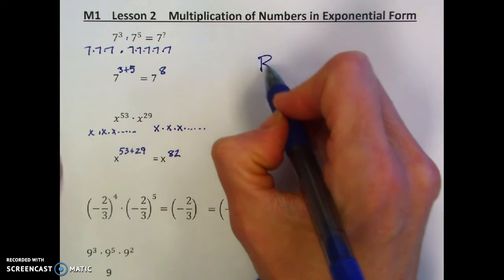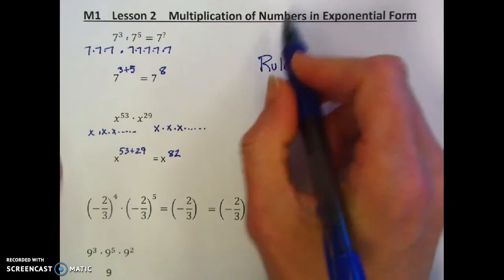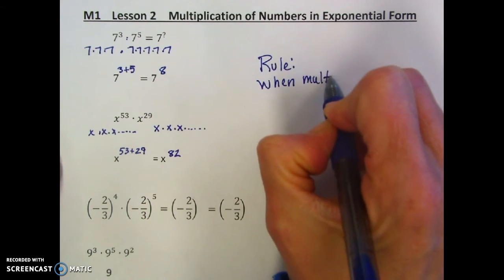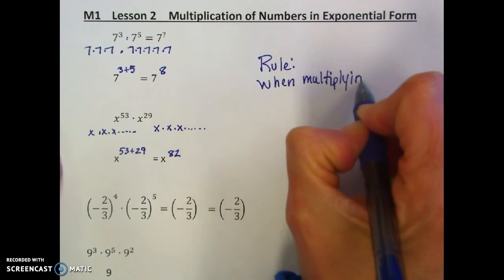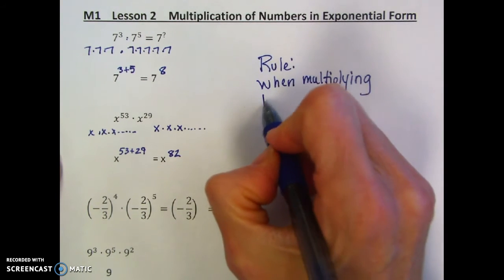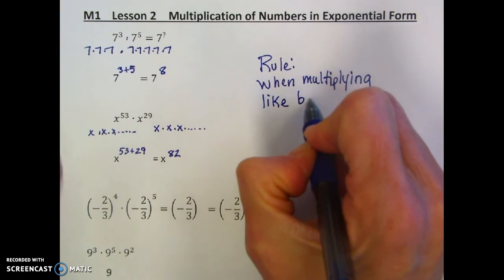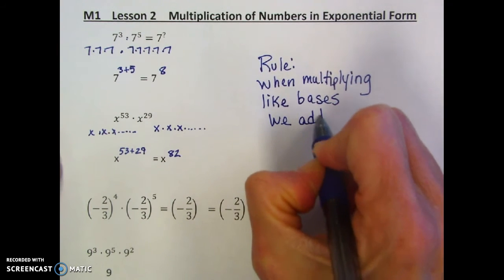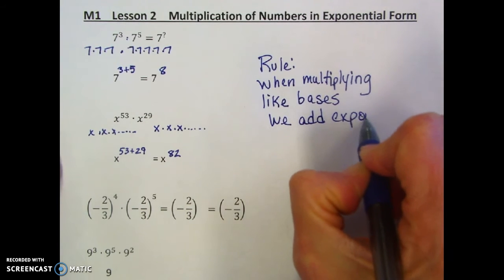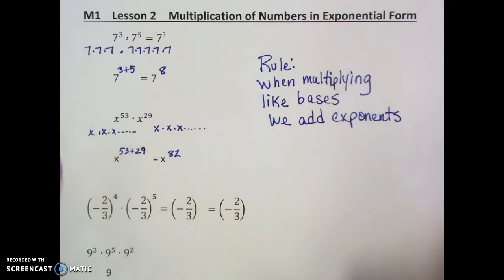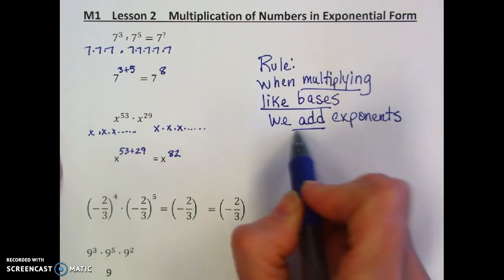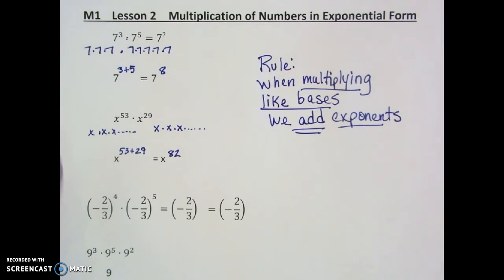So our rule: when multiplying like bases, we add the exponents. When multiplying, they have to be like bases, and we add the exponents. So we're going to try another one here.